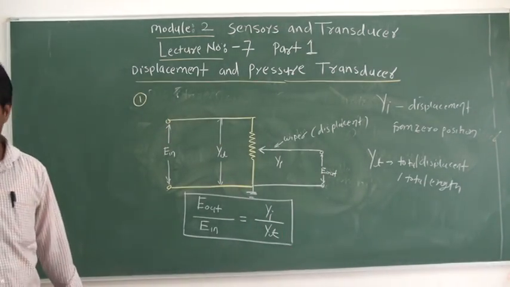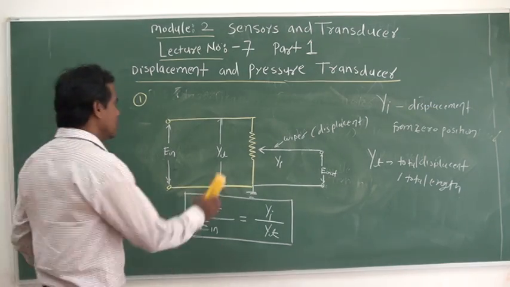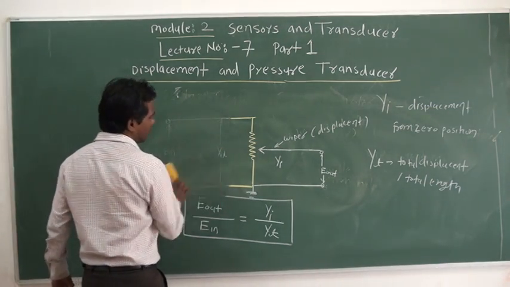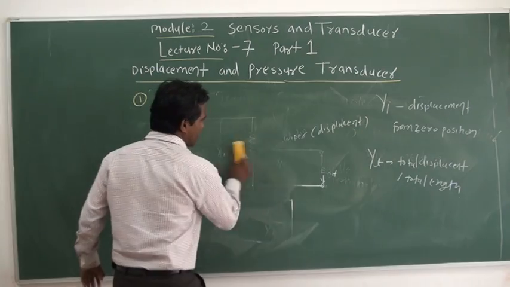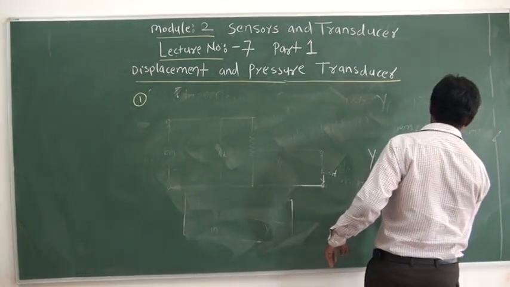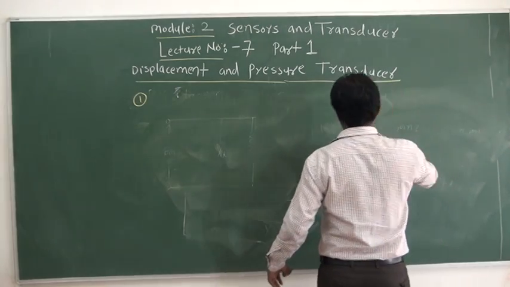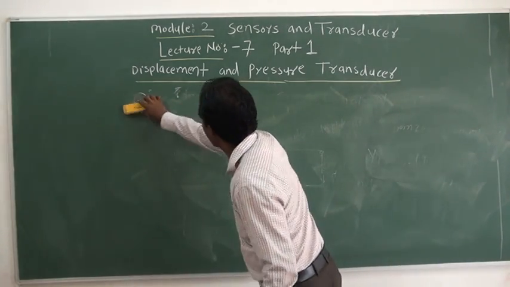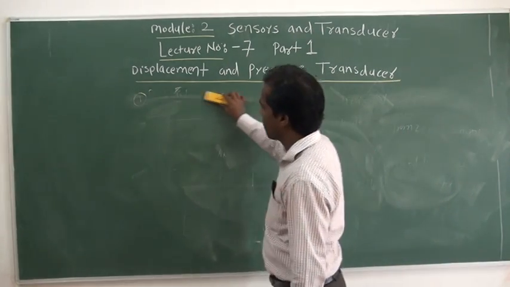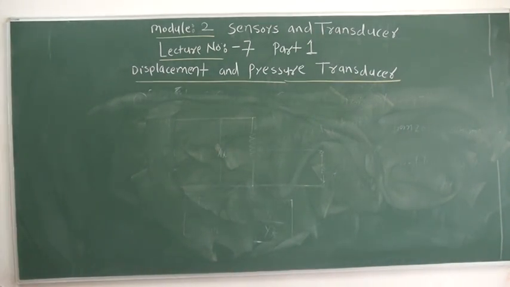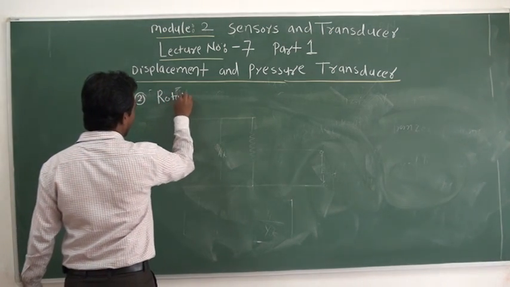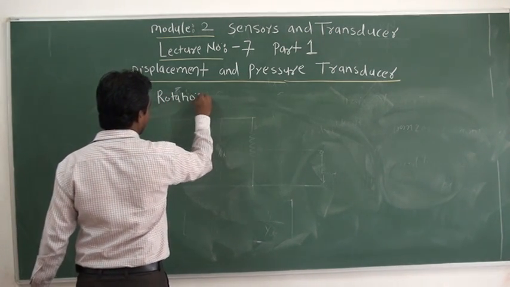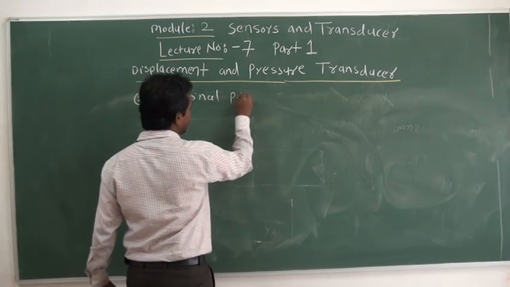Now we are going to the next type of transducer, that is a rotational transducer. So the second type is the rotational potentiometer.